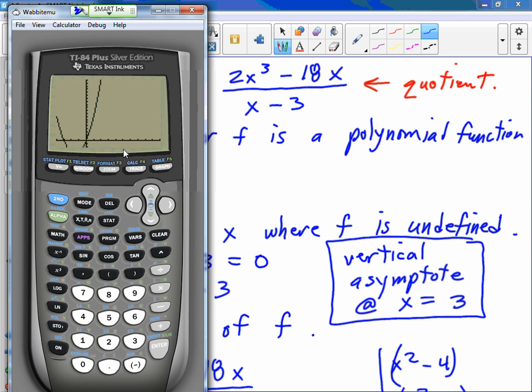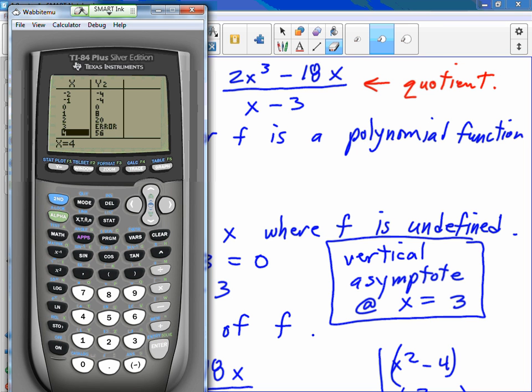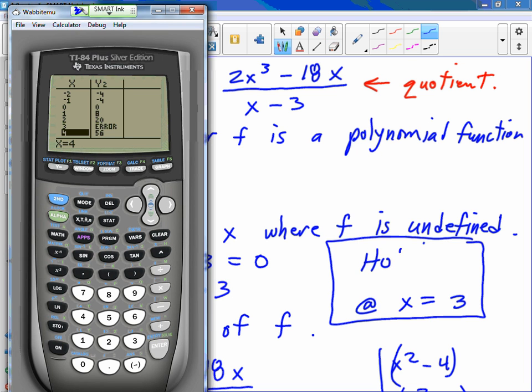Should be something at negative 3. Maybe it's a hole there. Maybe just a hole. So I was wrong. Let's look at our table. And maybe at negative 3, no, at positive 3. Ah, there it is. So it's a hole, not a vertical asymptote. I was wrong. I suspected that. But it is a hole at x equals 3. Interesting.